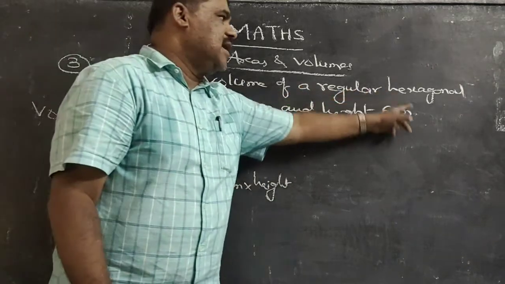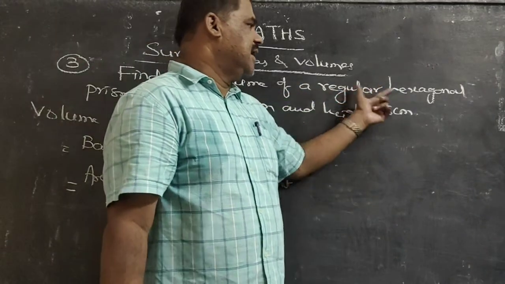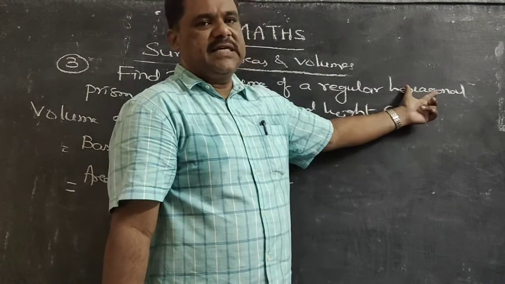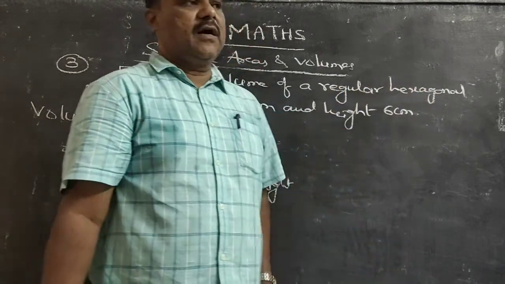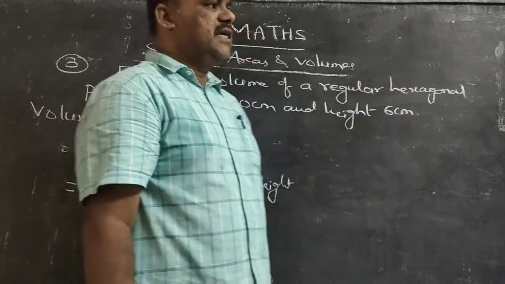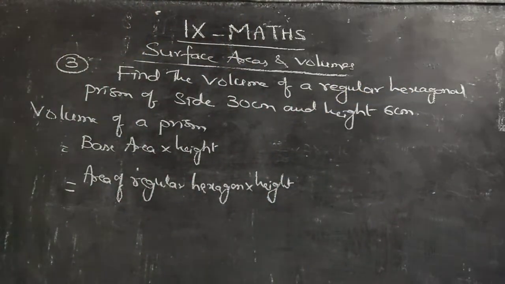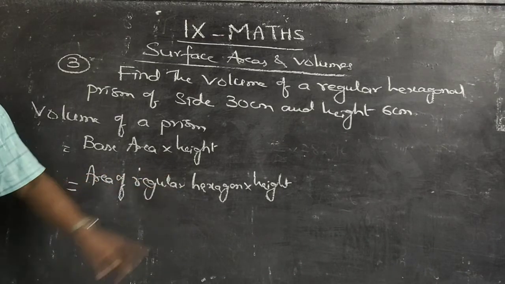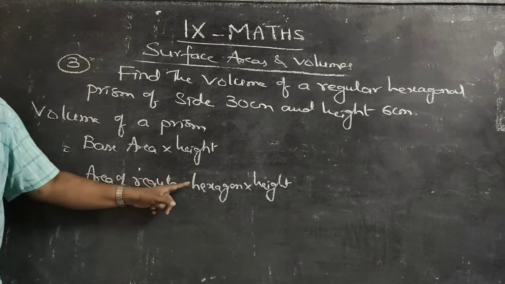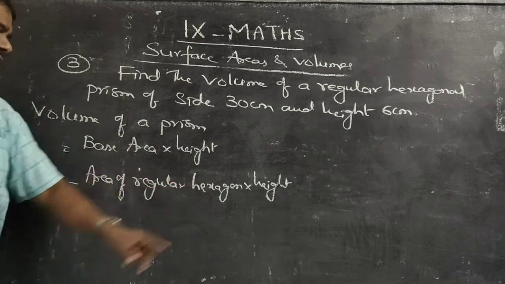Regular hexagonal prism means base is a regular hexagon. Hexagon means six-sided figure. If all the six sides are equal, we call it regular hexagon. Regular means all the six sides are equal. So base is a six-sided figure whose all the six sides are equal. So base area means area of the regular hexagon.